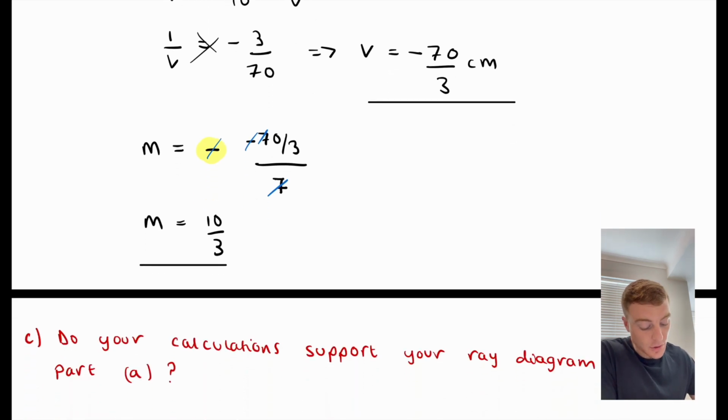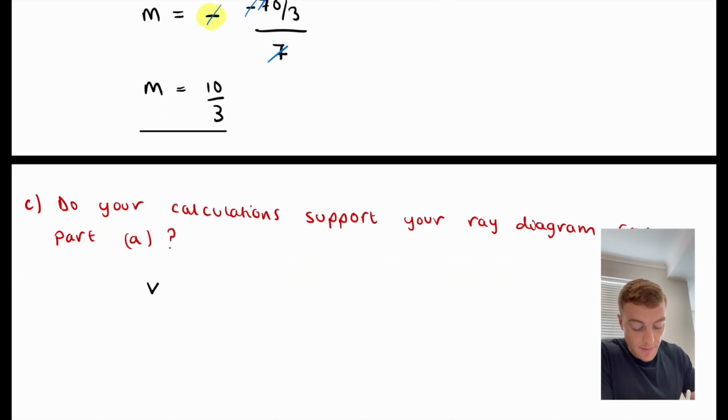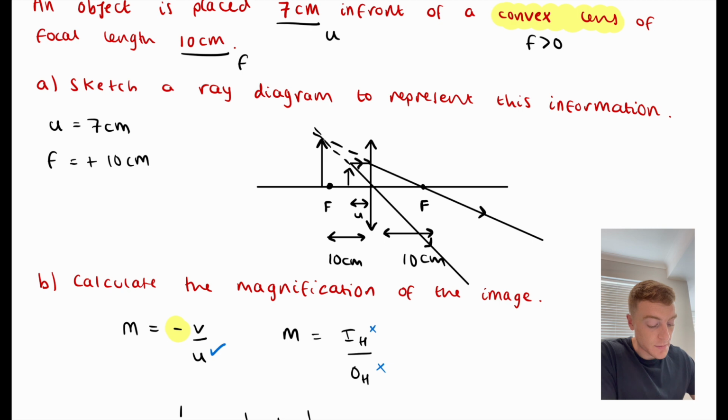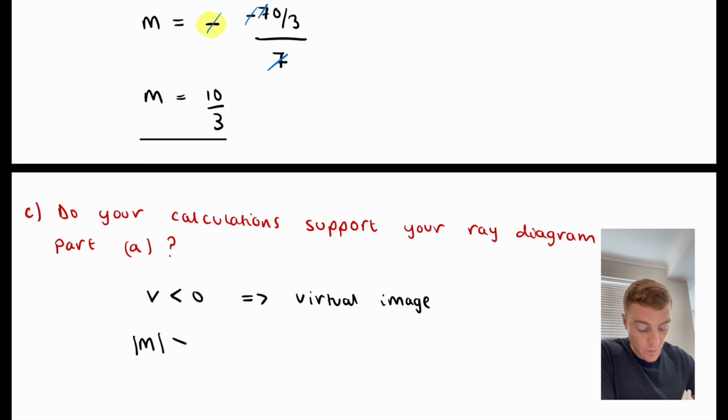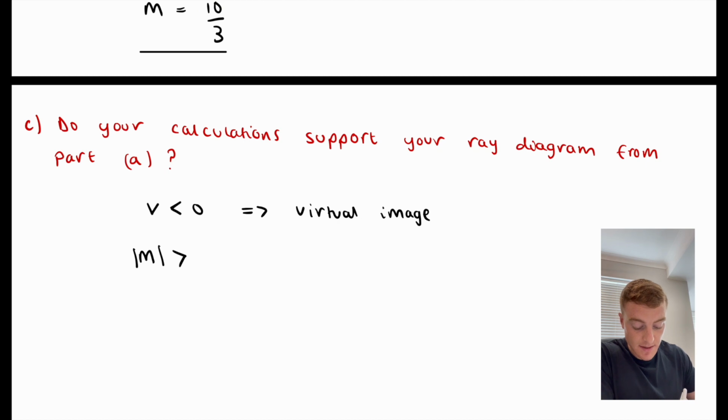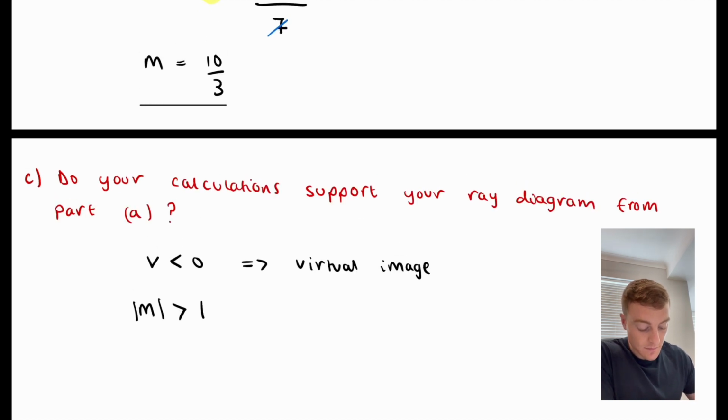And then it says, do your calculations support your ray diagram from part A? Well, I know that my image distance is less than 0, which tells me I get a virtual image. Does that support my ray diagram? Yes, because that's what I drew. Next, I know that the magnification of my image is bigger than 1 this time. So the size of the magnification is a decimal larger than 1, which implies that it's enlarged.